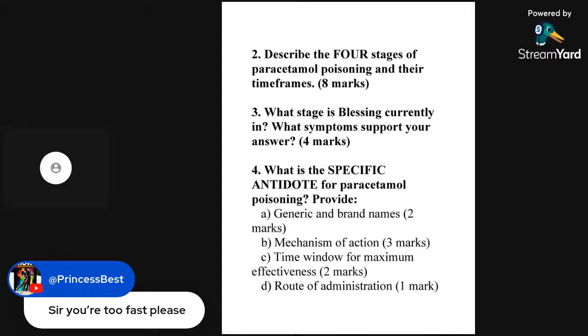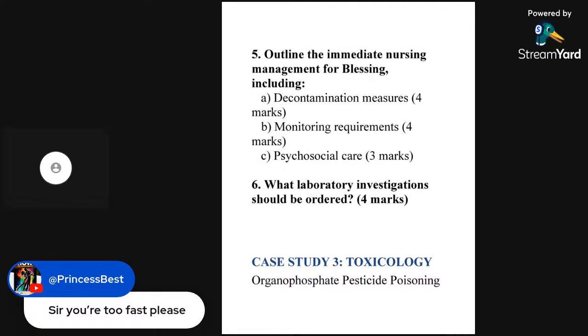N-acetylcysteine. Mechanism of action is that it destroys the metabolites from paracetamol. What the paracetamol metabolite does is that it consumes glutathione, and this antidote replaces the glutathione level in the patient. All right. So I've learned the immediate nausea management for Blessing.